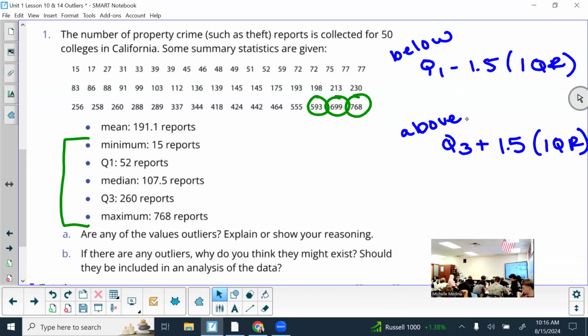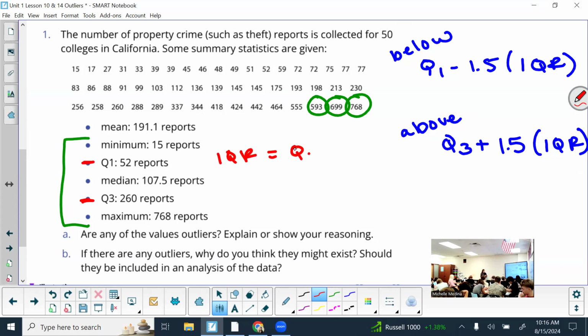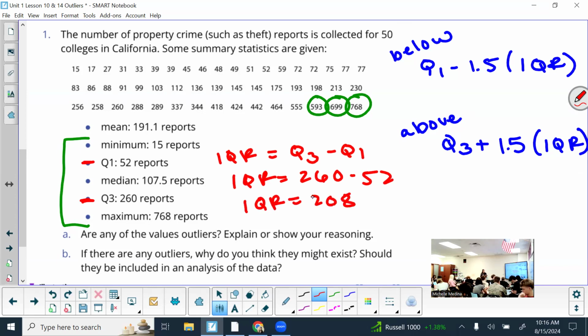Okay, so let's see. Table 5, how do I find IQR? Both of those values are right here. So I just have to subtract Q3 minus Q1. So 260 minus 52. Don't be ashamed to use a calculator for that. I still do just to make sure. But 208 is my IQR.